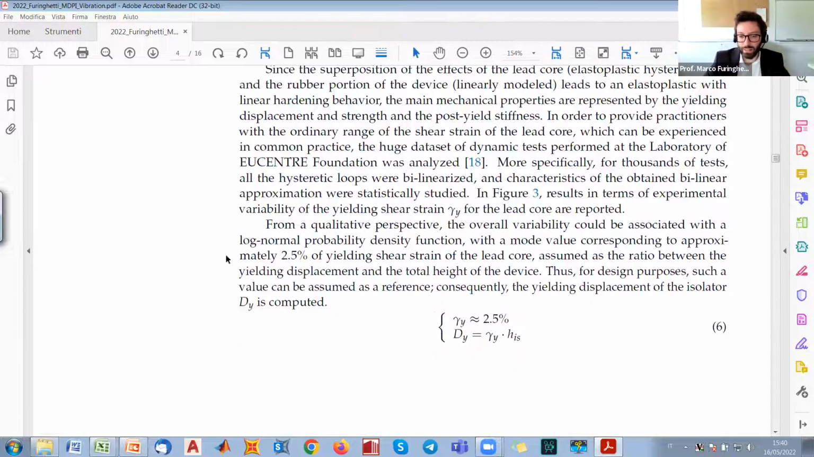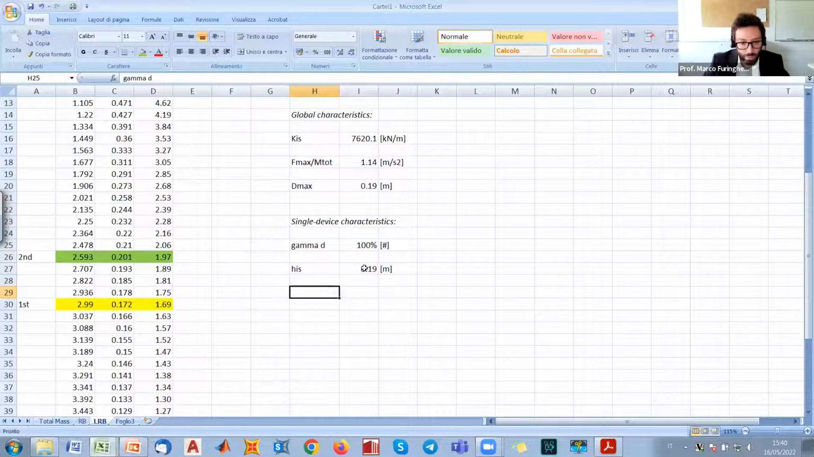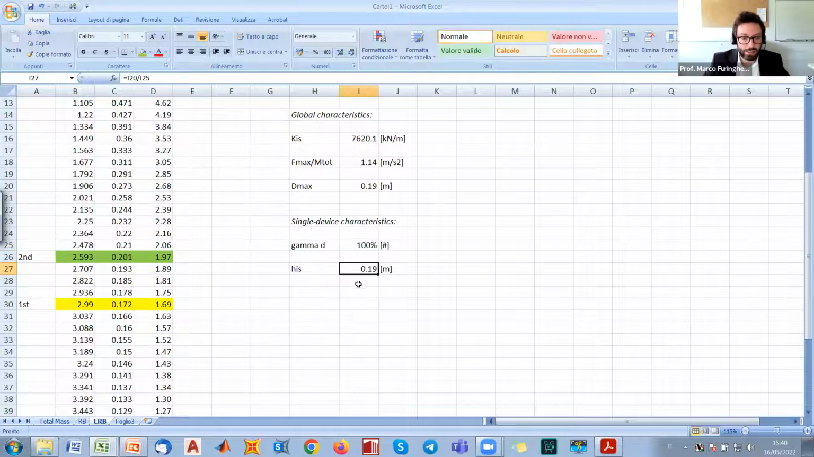Then there is the second step, which is the computation of the yielding displacement according to the lateral yielding shear strain, assumed as 2.5%. So we have again a gamma design equal to 100%. Let's assume it like this, and then we can change afterwards if we get strange results. And this is the height.